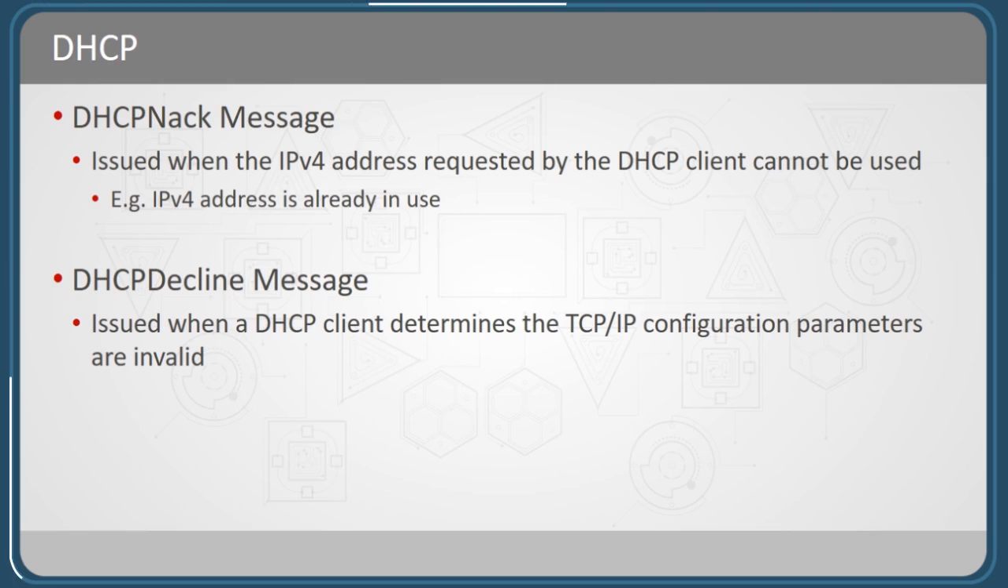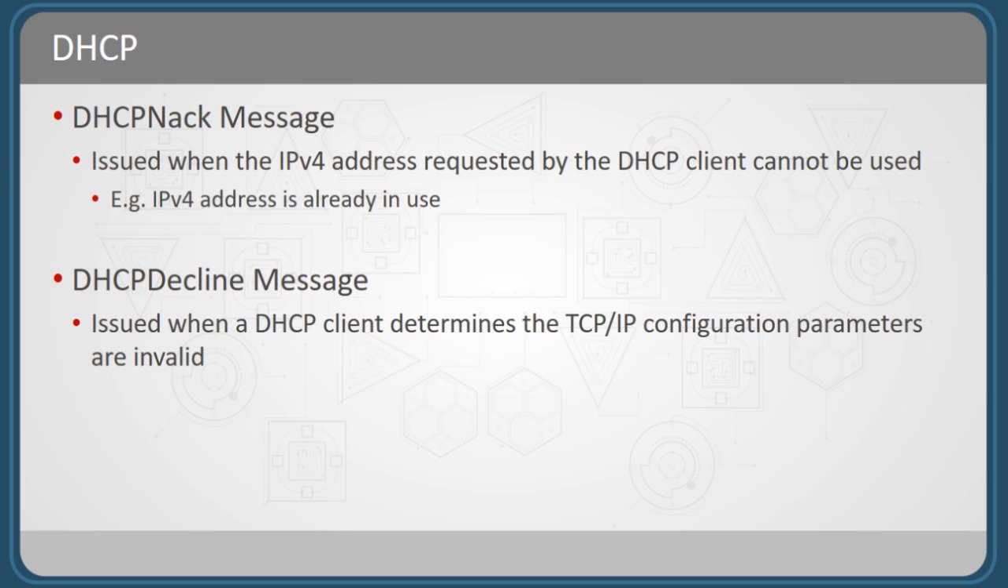Now, there are a few other types of messages. The DHCP NAK is a negative acknowledgement, and this is issued when the address requested by the client cannot be used. For example, it's already in use. Perhaps some other DHCP server already assigned that address. So we can't configure a conflict in addresses, so you'll get a negative acknowledgement.